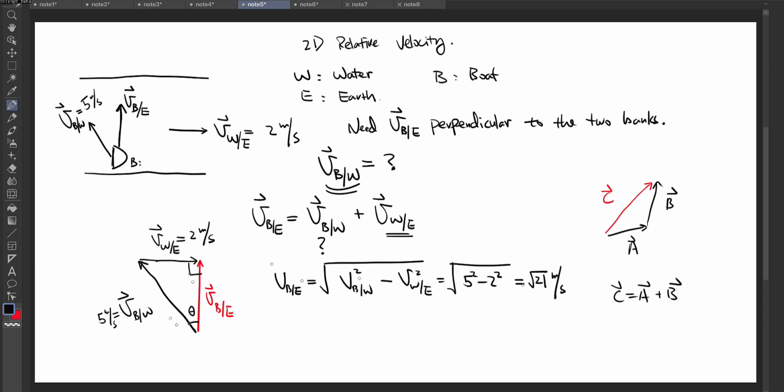So we figure out the magnitude of VBE, and we know its direction already, right? But the direction here for the boat, that needs to be calculated, right? Because we need this angle here to determine how we point the head of the boat. And that angle, let's call it theta, tangent theta equals water speed with respect to the Earth divided by boat relative to the Earth. So that equals 2 over square root 21. And then you should be able to calculate the angle from this equation. Okay, so that's the two-dimensional relative velocity example.